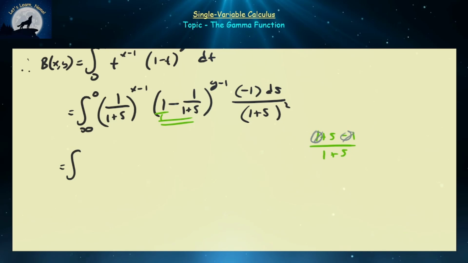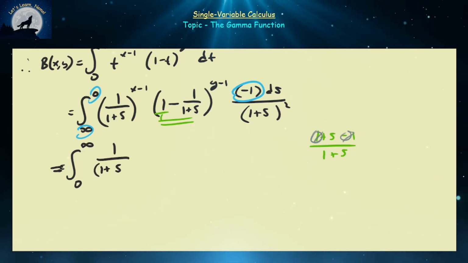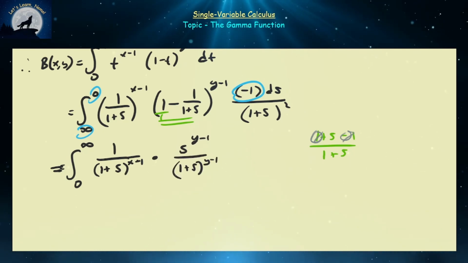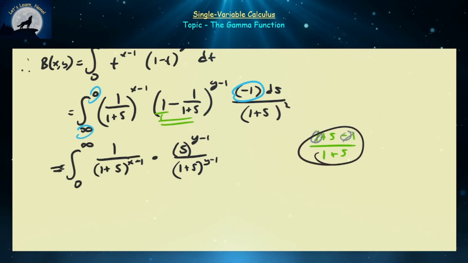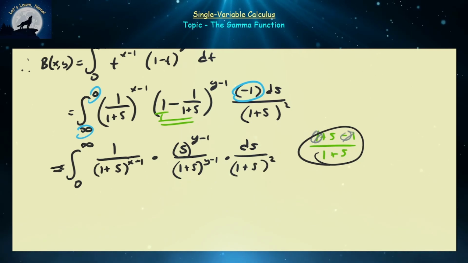Also notice that I have this minus 1 just chilling here. I can flip my boundaries for my integral with that particular minus sign, and then I'm going to be left with a friendly little integral from 0 to infinity, and then we're going to have 1 over 1 plus s to the x minus 1 once I distribute my power to the bottom only. And then I'm going to have s to the y minus 1 all over 1 plus s to the y minus 1 once I distribute that exponent to the top and bottom of that expression. And then we're still left with our ds over 1 plus s to the power of 2.